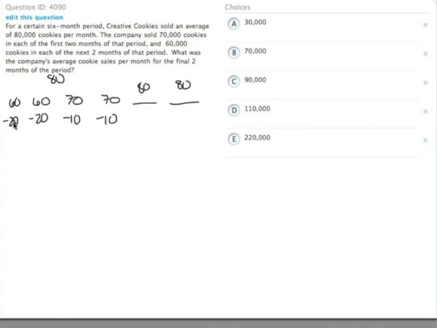So that 60,000: 20, 20, 10, and 10, or 2 pairs of 30 if you want to think about it that way. We have to add another 30 onto these 2 months each to bring the average up to 80,000 to balance out the negative 60 over here. And so since we're adding 30 onto 80, that's 110,000 for each of the 2 months, which is answer choice D.